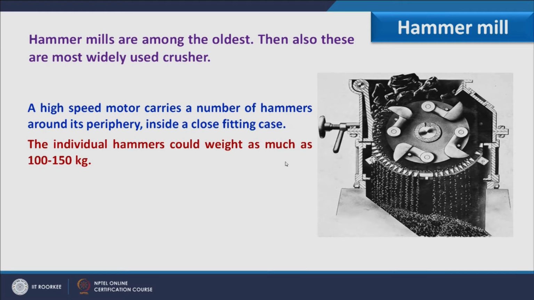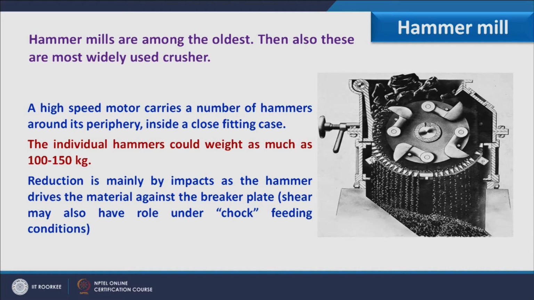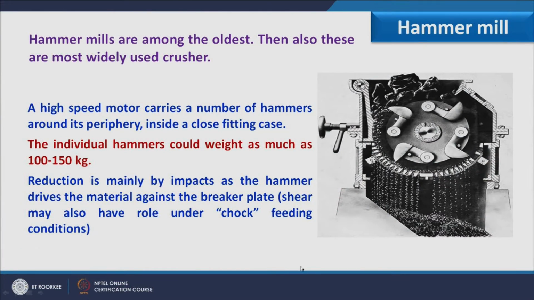The individual hammers could weigh as much as 100 to 150 kg. So you can imagine the impact they put on the feed. Reduction is mainly by impact, as the hammer drives the material against the breaker plate. So this is basically the breaker plate. Shear sometimes may also play a role when the operation is done under choking condition.